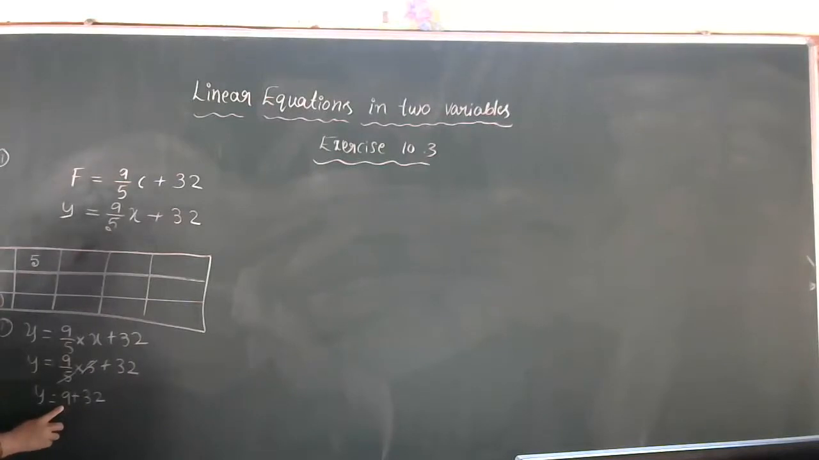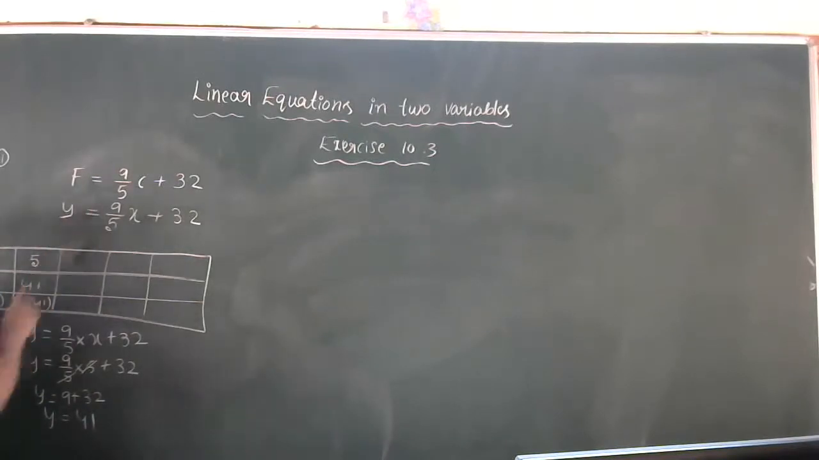32 plus 9 is, yeah, y is equal to 41. Right now? Yes, y is equal to 41. So the solution is 5 comma 41.